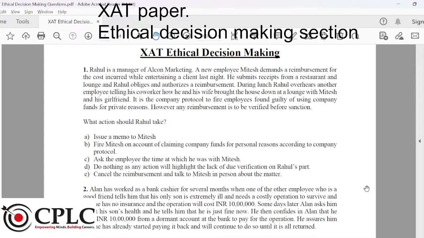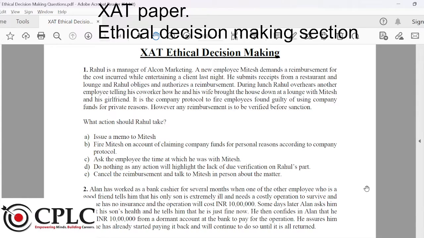So it says Rahul is a manager of Elcon Marketing. A new employee, Mitesh, demands a reimbursement for the cost incurred while entertaining a client last night. So Rahul is a manager of a company and he is going for a reimbursement. Okay? He submits receipts from a restaurant and lounge, and Rahul obliges and authorizes a reimbursement. Obviously, for reimbursement, you need receipts from the restaurant. During lunch, Rahul overhears another employee telling his co-worker how he and his wife were at a lounge with Mitesh and his girlfriend.